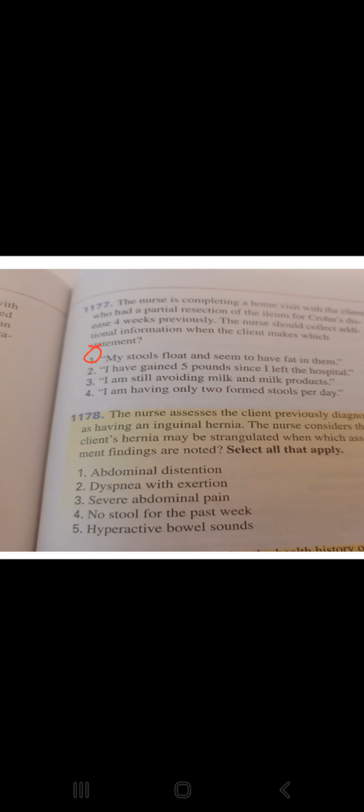All right. The second one, the nurse assesses the client previously diagnosed with an inguinal hernia. The nurse considers the client's hernia may be strangulated when which assessment findings are noted? So we're talking about a hernia that's been strangulated or about to be. It's a select-all type.